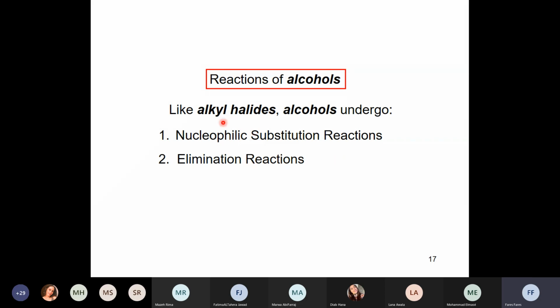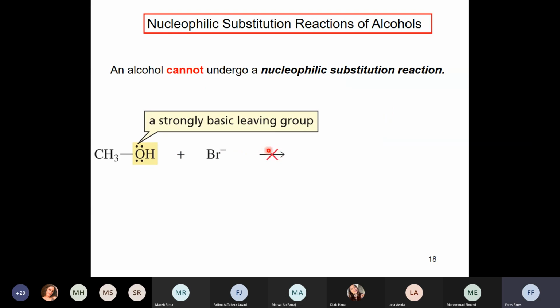So let's see how alcohols react in a nucleophilic substitution reaction, which means, let me remind you, substitution means replacement. I replace one group with another. For example, if you attempt to react an alcohol, such as this one, with Br minus, hoping to replace the OH with the Br. Okay, يعني عم نعمل substitution reaction. The reaction will not work. You cannot make CH3Br from CH3OH. You cannot perform nucleophilic substitution reaction with an alcohol.